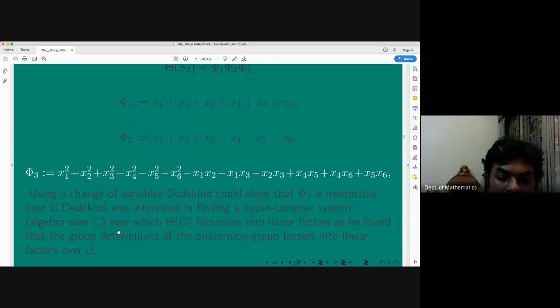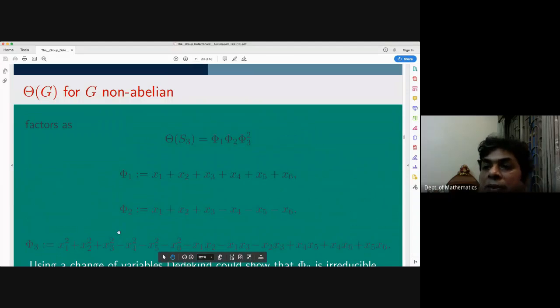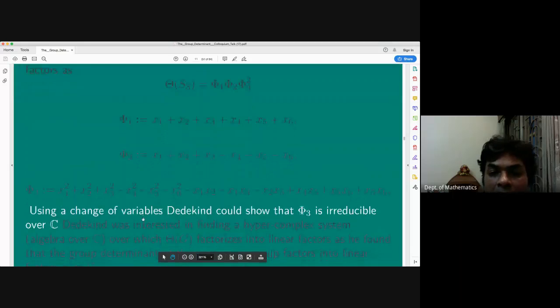So you know this skew field H has, just as C has as basis over R the elements 1 and i, H has as basis over R 1, i, j, and ij. If you allow the coefficients to come from H, then he could show that the group determinant of the quaternion group also factors out into linear factors.